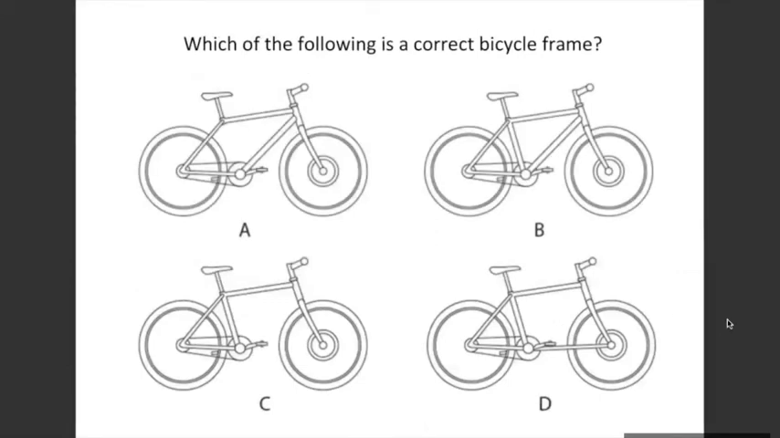Here you're given four different types of cycle frames. You have to guess which is the correct cycle frame. B, yes, B is the correct one here. When somebody sits on it, the pressure has to get distributed, and it cannot be distributed if there is some kind of joint like this. Otherwise this might come down. So option A is wrong. Option B is similar to what we see in normal cycles, so I'm not going to talk much there.